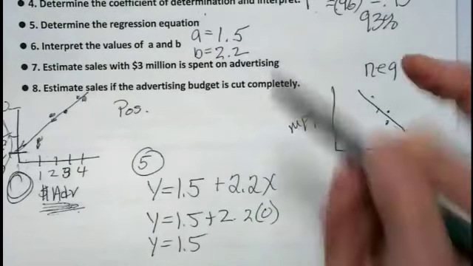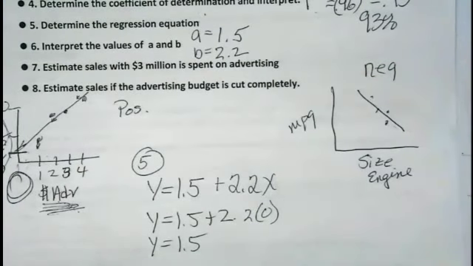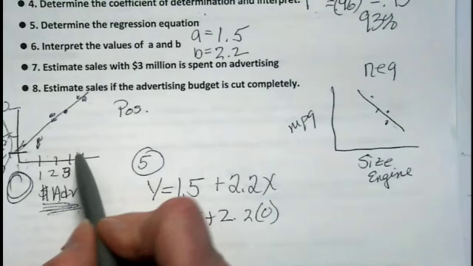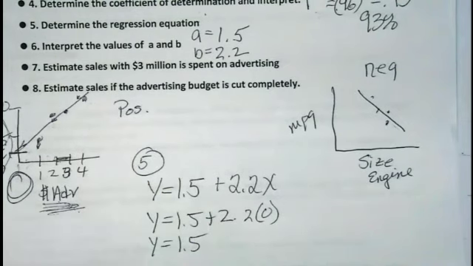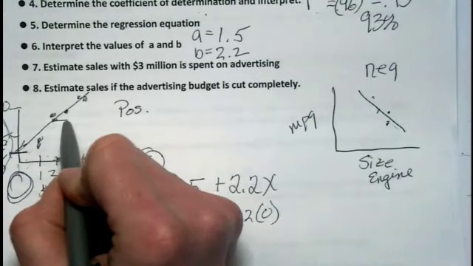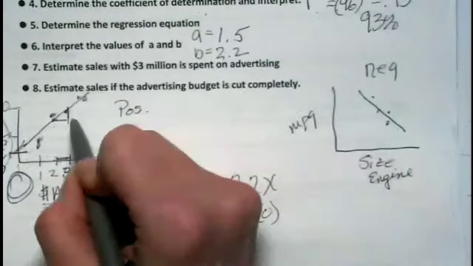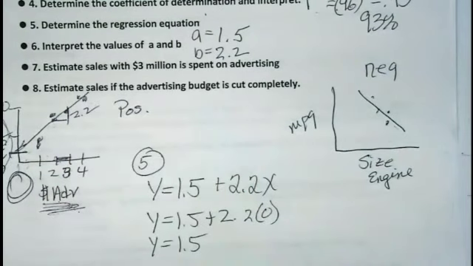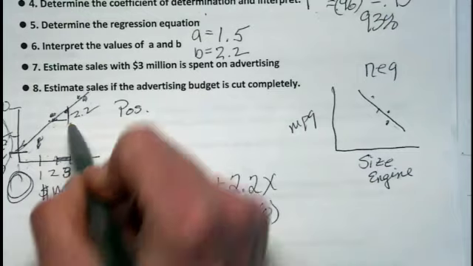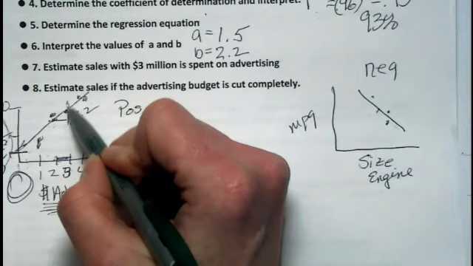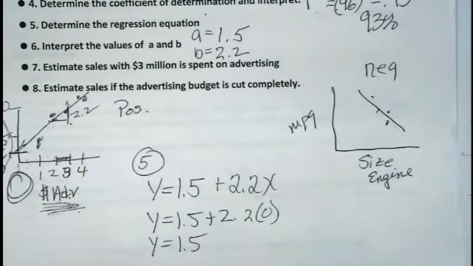Okay? What does B represent? It means for every $1 spent in advertising, I should expect 2.2 more in sales. Say if this is $1 million. For every $1 million in advertising, I should expect 2.2 more million in sales.